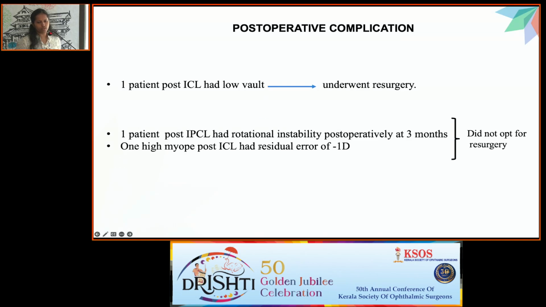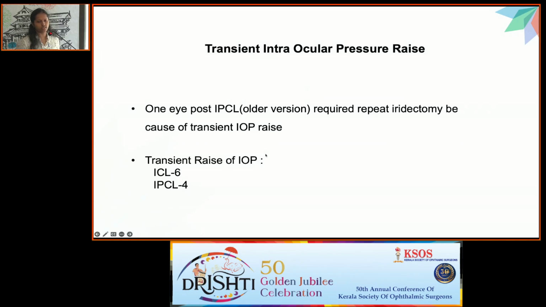And one patient post-IPCL and ICL had a residual error which did not go for resurgeries. The transient IOP rise in IPCL was due to an inadequate pupillary peripheral iridectomy, which was in the older version of the IPCL, which was corrected by enlarging the iridectomy. And the transient IOP rise seen usually subsided with the withdrawal of the steroids.